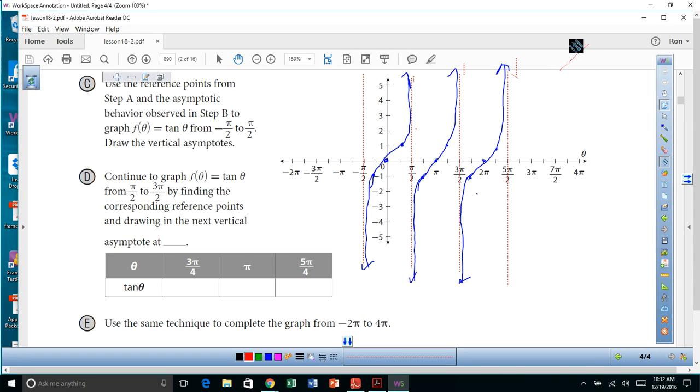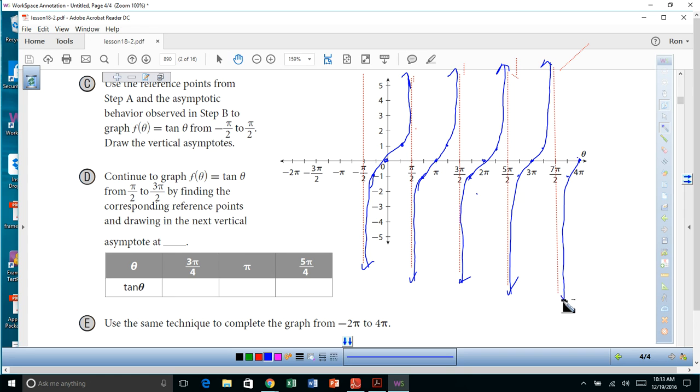And then we got another one right there. And again, we got reference points here, here, and here. And we got a reference point here, and we got a reference point there. And it also goes to the left here.